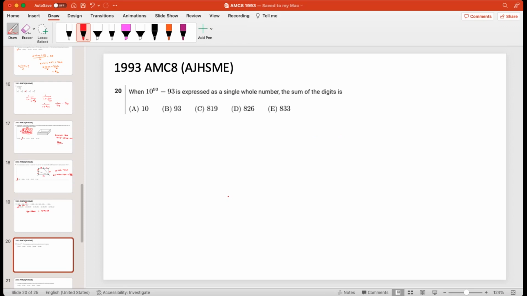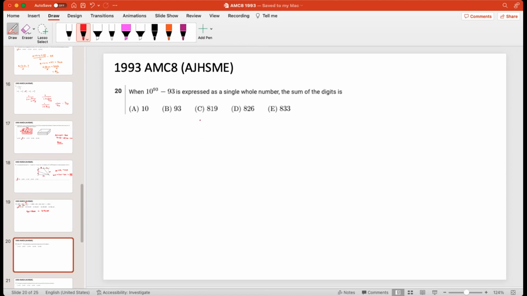When 10 power 93 minus 93 is expressed as a single whole number, the sum of the digits is. So we have to expand this and then express it as a whole number, and they want the sum of the digits. Okay, tricky, but that's a way to do this. You should know the approach.